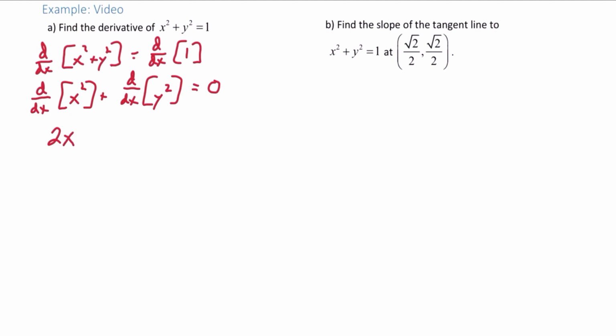Now the derivative of y squared with respect to x is a little different because y squared is written in terms of y, not x. So we're going to use the chain rule here. We're going to take the derivative of y squared with respect to x. Since y squared is in terms of y and not x, we need to multiply by the derivative of y with respect to x. That's using the chain rule. So this piece here is chain rule.